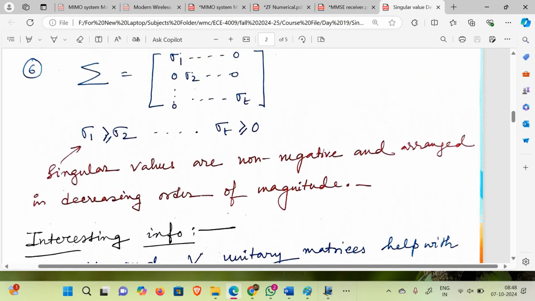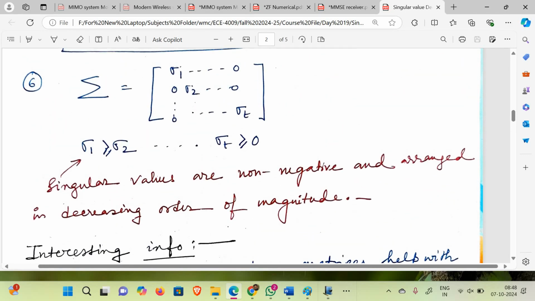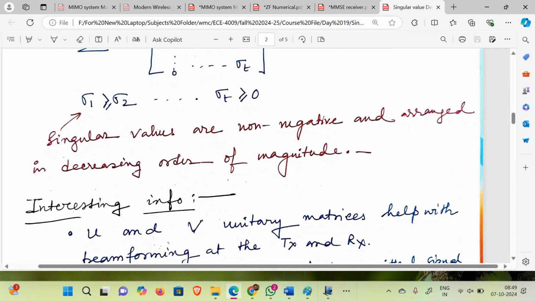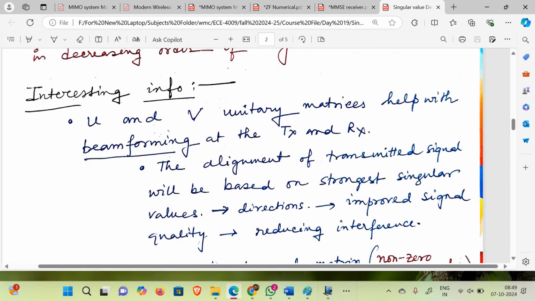Okay, so this is one very important segment. Sigma 1 should always be greater than sigma 2. This will be very important later on. Singular values are non-negative and arranged in decreasing order of magnitude. Please make a note of this. This is very important. These are the properties, right? So let us end on that note itself.